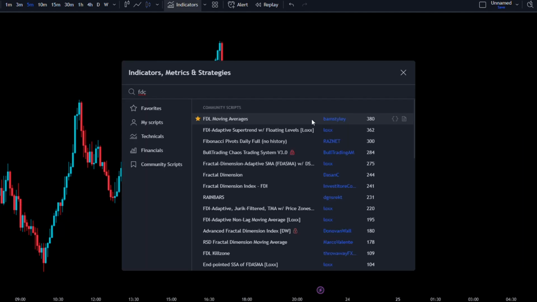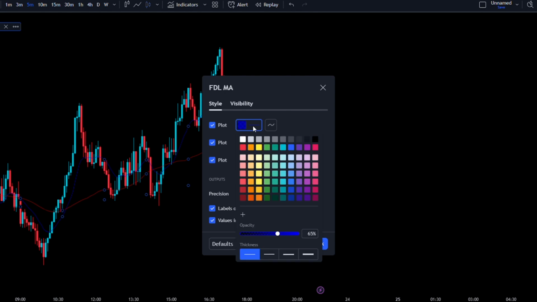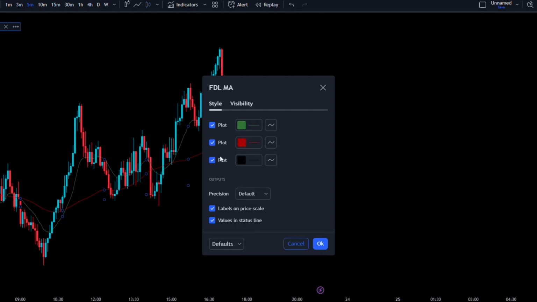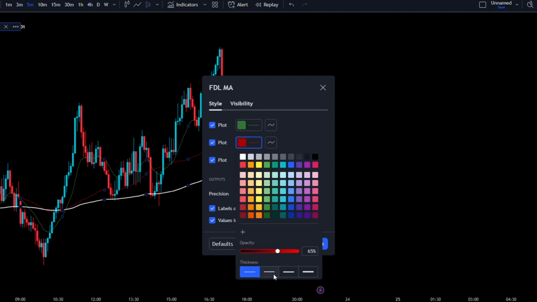And for the first indicator, we're going to need the FDL moving averages by this user here. Now, once loaded, we need to make some adjustments in the settings: plot line from blue to green, and I'm going to change the bottom plot line from black to white, as well as make them all more visible.